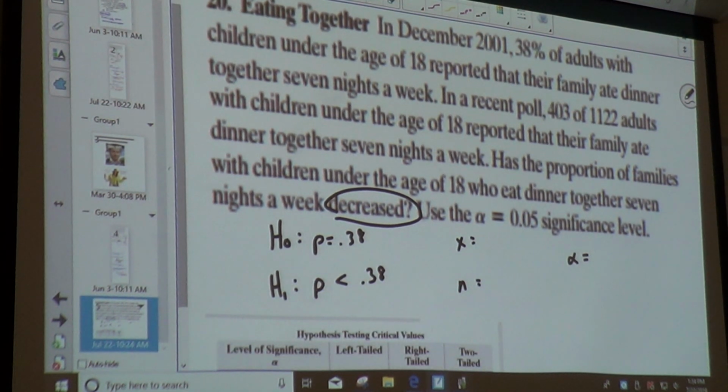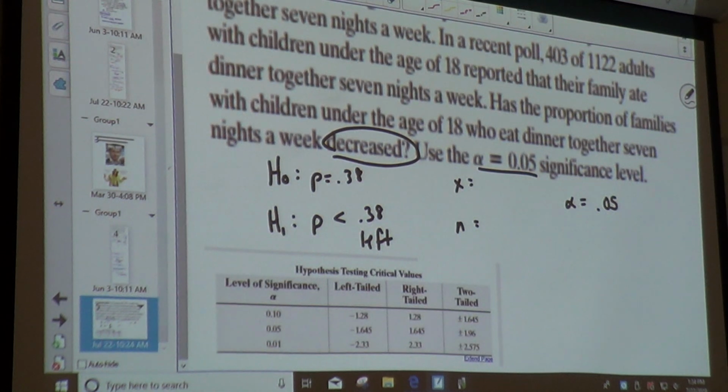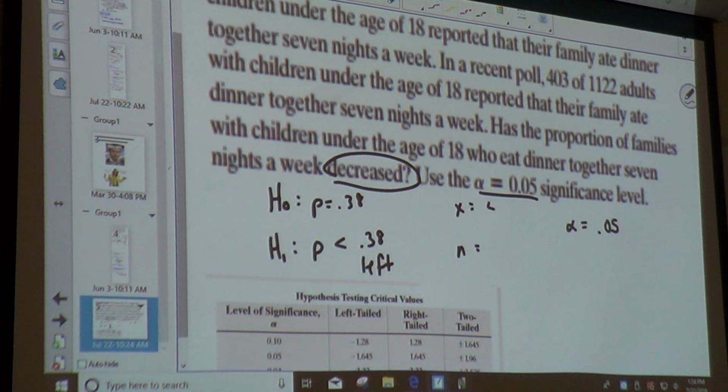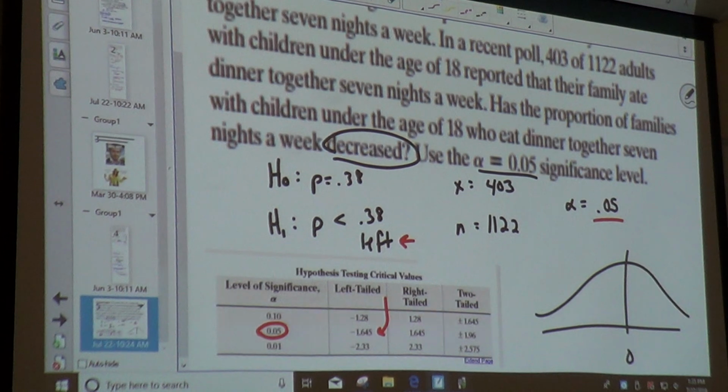What kind of test is this? Left tail, because it's pointing left. They told us that our alpha, or our level of significance, is 0.05. So I come to my chart. What is my X and my N? 403 is the X, and 1122 is my N. So I come down here, and I have a 0.05, and it is left tail this time. So when I draw, here's my thing, and I am at a negative 1.645, and I'm shading to the left.